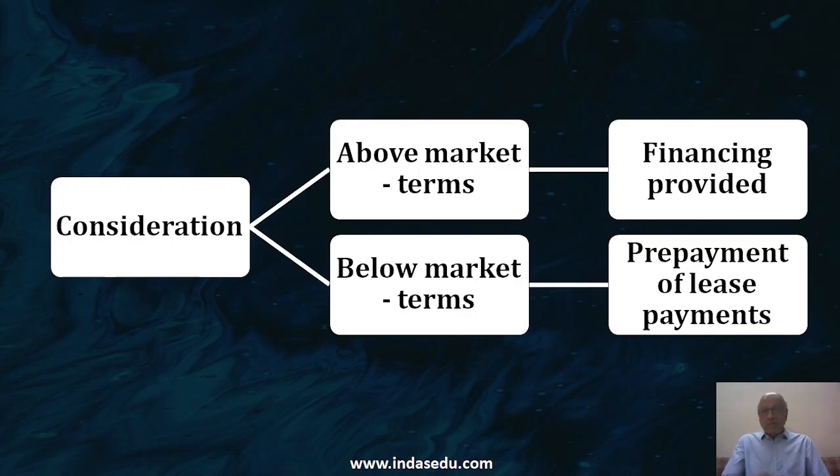The other side of the picture: below market terms, that means lease payments prepaid. So for the seller lessee, it will be a prepaid lease liability because it is accepting less money. And for the buyer lessor, it will be a prepaid lease receivable.